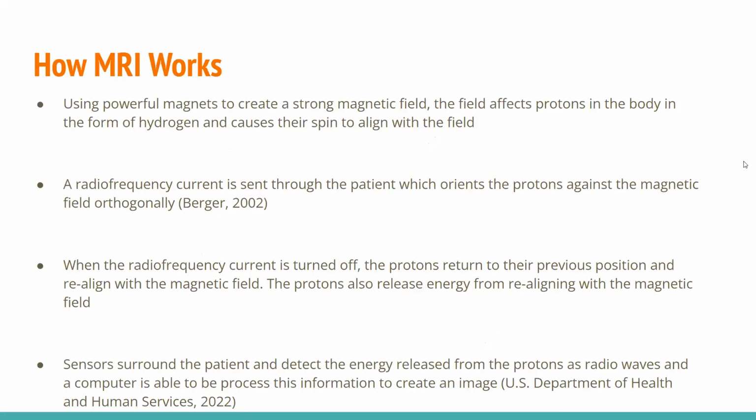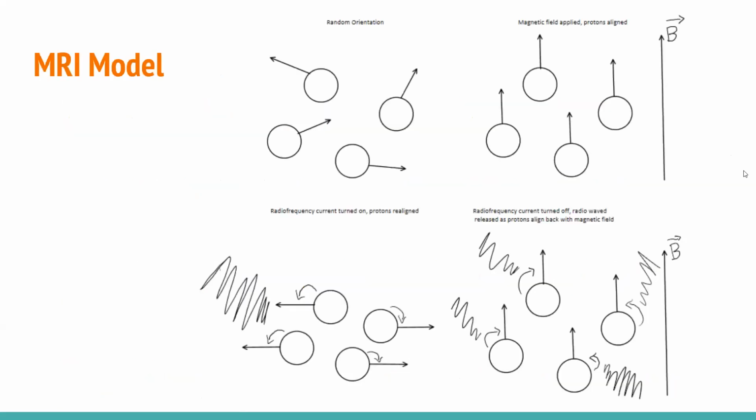So then, how MRI works: using powerful magnets to create a strong magnetic field. The field affects protons in the body in the form of hydrogen and causes their spin to align with the field. A radio frequency current is sent through the patient, which orients the protons against the magnetic field, orthogonally. When the radio frequency current is turned off, the protons return to their previous position and realign with the magnetic field. The protons also release energy from realigning with the magnetic field, and then sensors surround the patient and detect the energy released from the protons as radio waves, and a computer is able to process this information to create an image. Here's a model of how that works.